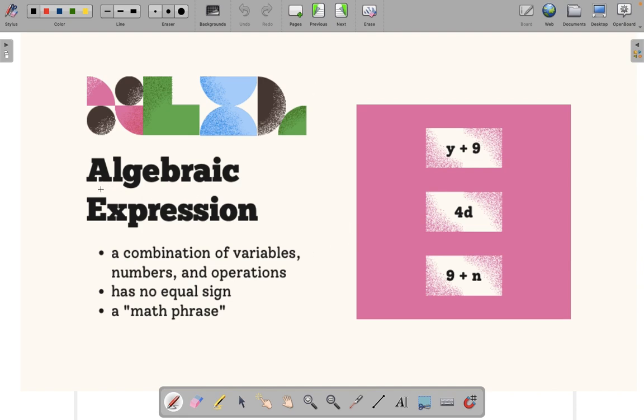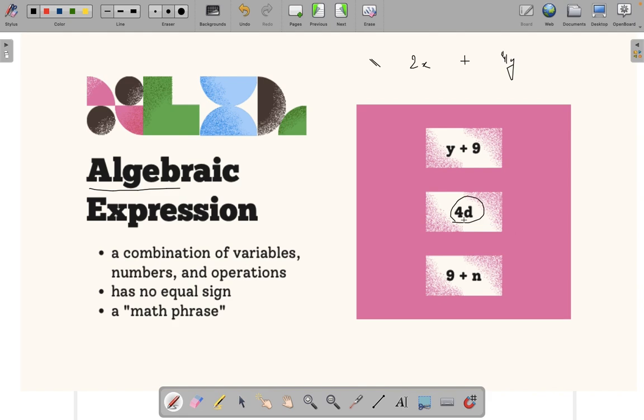Since we know about all the terms, we can define what an algebraic expression means. An algebraic expression means a combination of terms. It can be a combination of variables, numbers, and operations. If you combine two or more terms, say for example, 2x is a term and 4y is also a term, if we just combine 2x and 4y, it will become an algebraic expression. So it is a combination of variables, numbers, and operations.